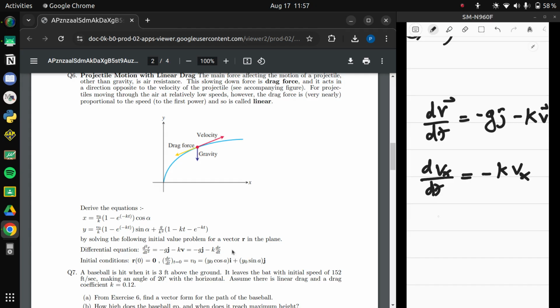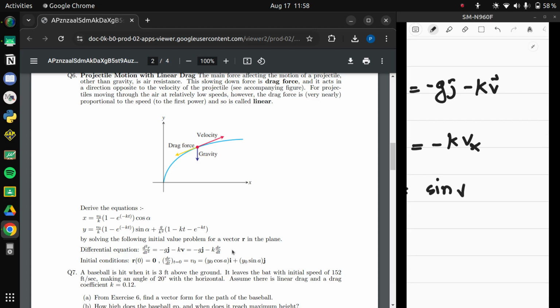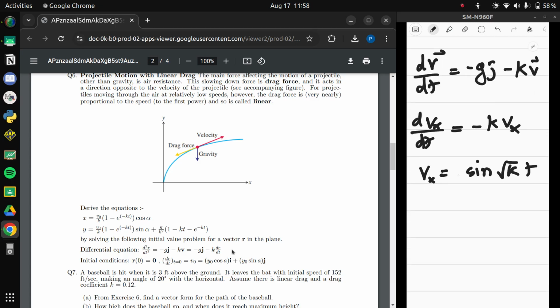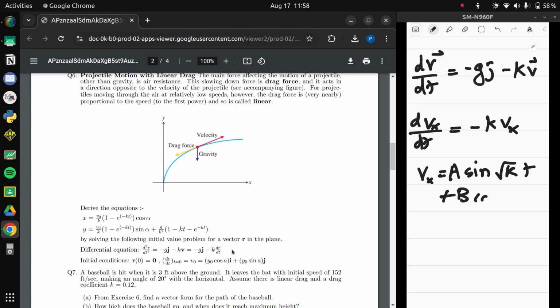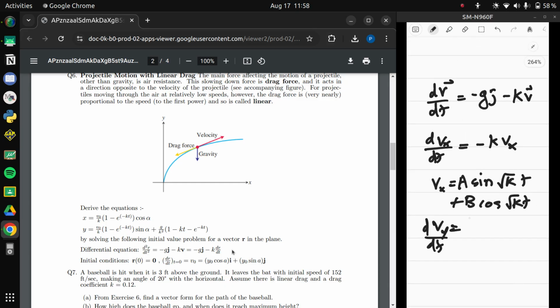Sure. So what do you have? You just have vx equal to something like sine of square root of k, so just minus omega squared, isn't it? Sine of square root of k times t, some constant c, plus d cosine of square root of k times t. Then vy would be something like, oh yeah, dvy upon dt is just minus g j hat, so minus g minus k vy.